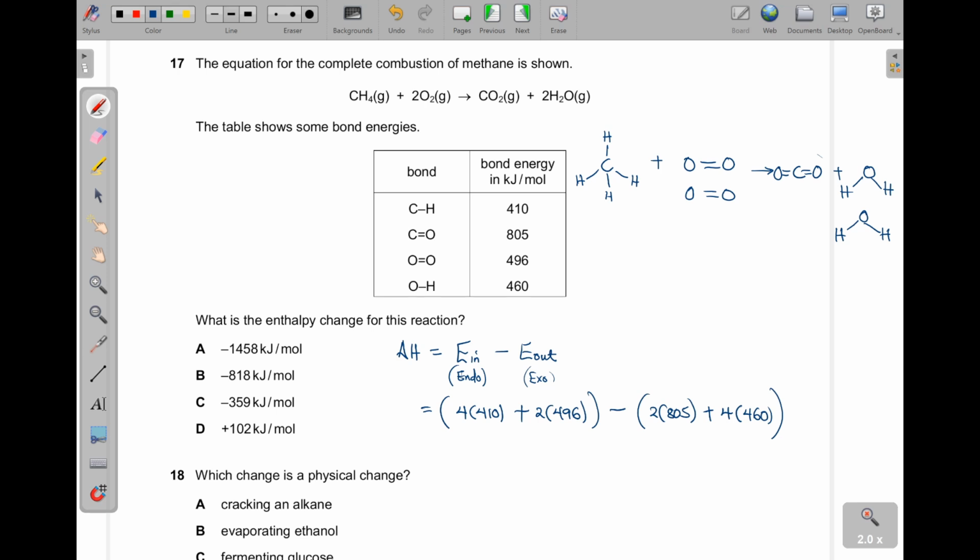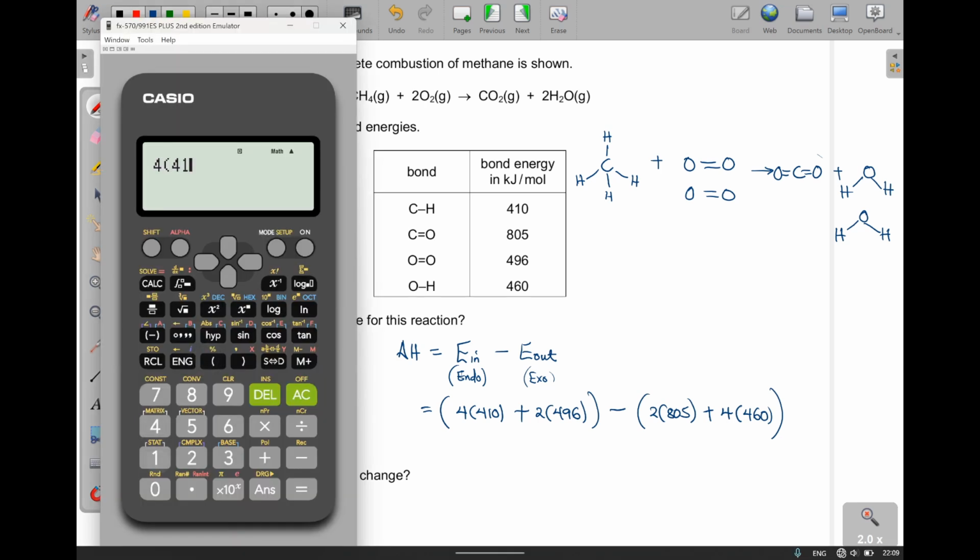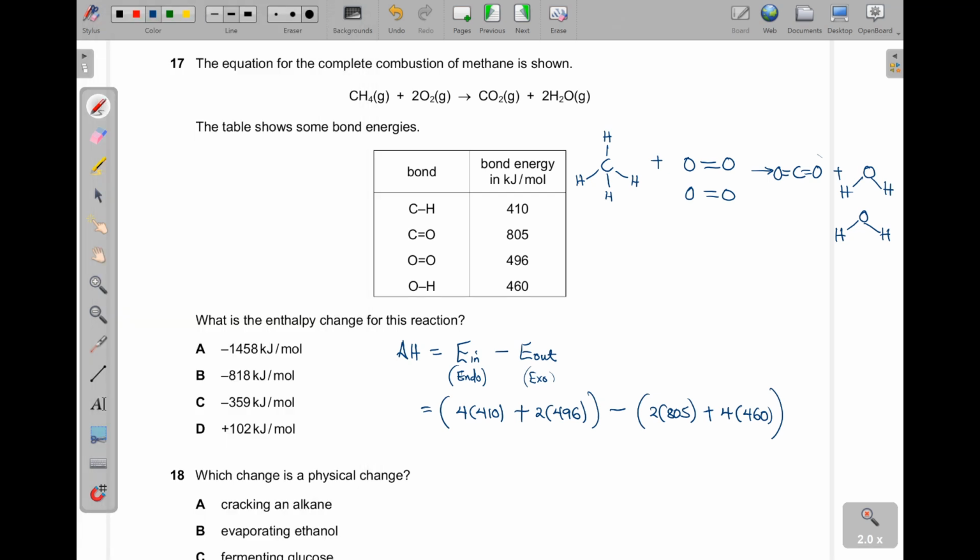So when I put all of this in the calculator, what do I get? 4 into 410 plus 2 into 496, then minus 2 into 805 minus 4 into 460. I've opened the brackets, okay? When you open the brackets here, the 4 is going to become a minus. So we shall have negative 818. These are kilojoules per mole. So it has to be B.